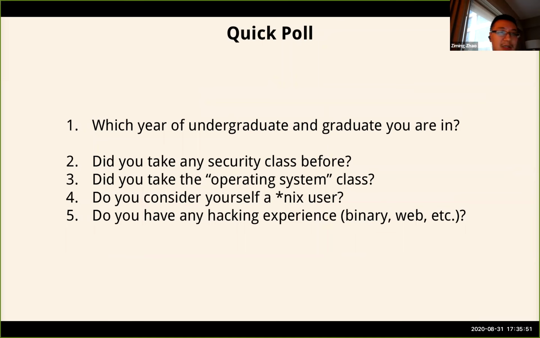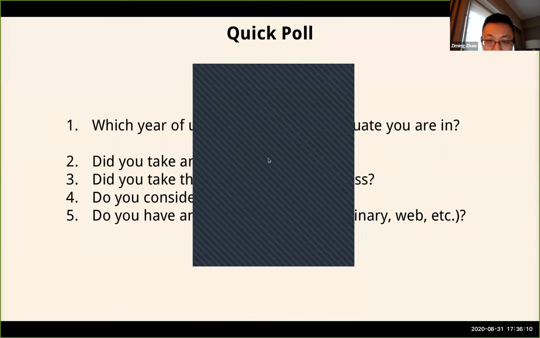Okay, so next, let's do a quick survey. Right now there are 51 students here, so let's do a quick survey to say which year of undergraduate or graduate you are in. I also want to know a little bit about your background. It's not required, but I just want to know. So I just launched the survey. Do you guys see it? Can you guys see the survey? Yes. Okay, then you can fill it in.